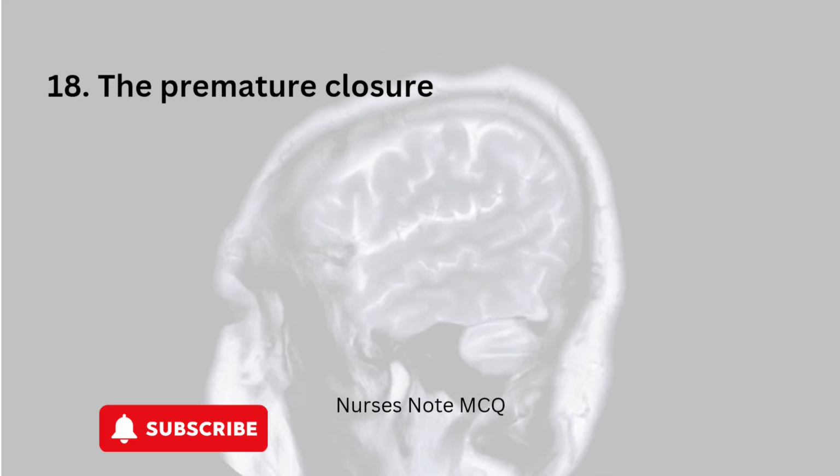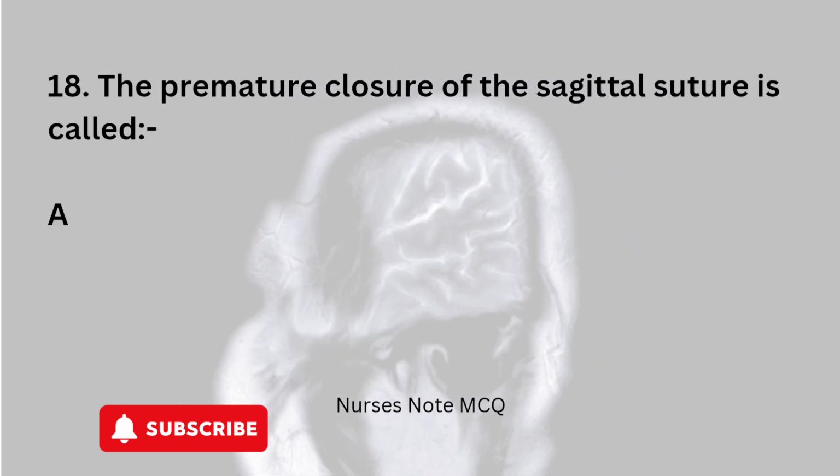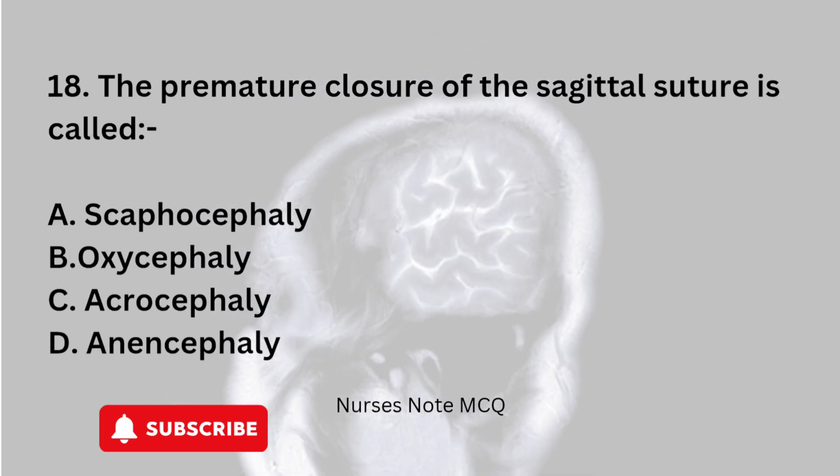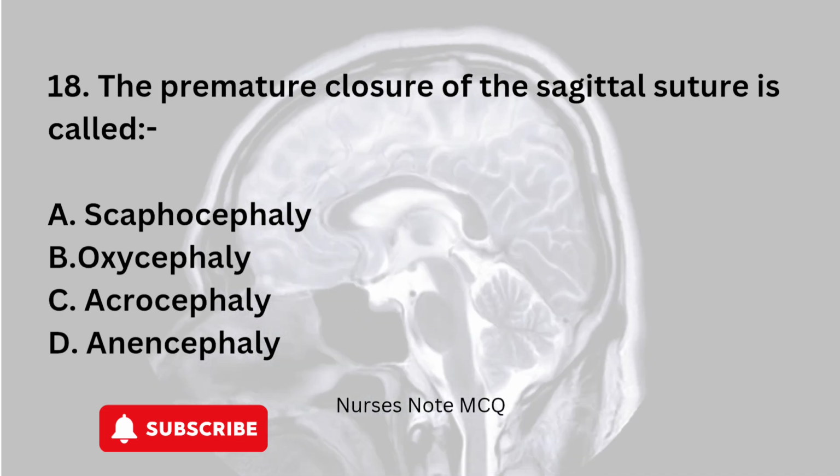The premature closure of the sagittal suture is called A. Scaphocephaly, B. Oxycephaly, C. Acrocephaly, D. Anencephaly.